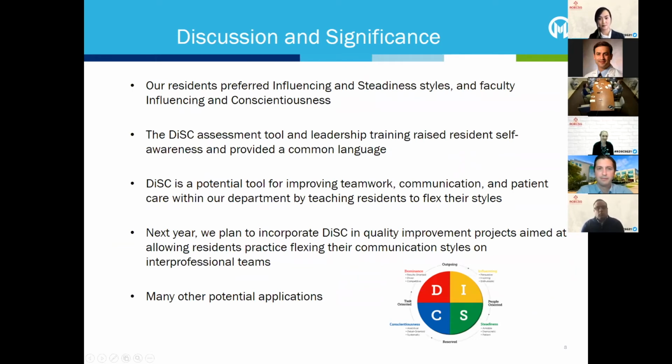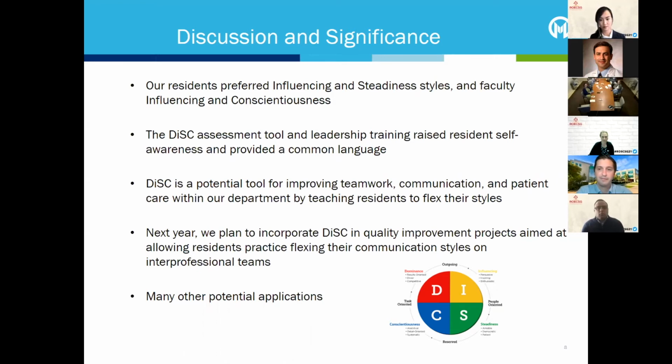In conclusion, we used the DiSC assessment information as a platform for training that was used to facilitate the essential leadership competency of EI. Our residents in our department favored the influencing and steadiness styles, whereas the faculty, the influencing and conscientious styles. The DiSC tool helped residents to be more aware of self and others, and trained and educated them about how to harness this knowledge to flex and adapt their styles to improve teamwork, communication, and patient care.